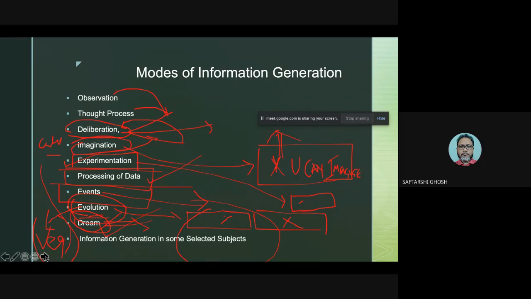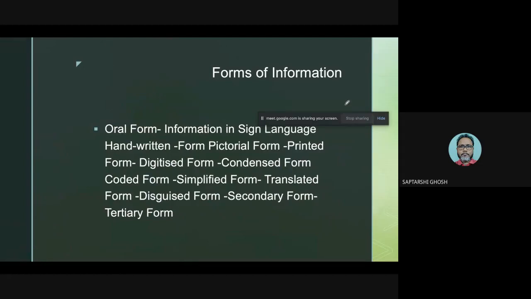As for example, the law. The way law generates information is not the same as the other process. So this is how the information is generated. And now see the different forms of information. The oral form, what I am telling. Information in sign language. Whenever you show your thumb to others, if the top of your thumb is vertical, then it's okay. If the top of your thumb is downwards, it carries a different meaning.